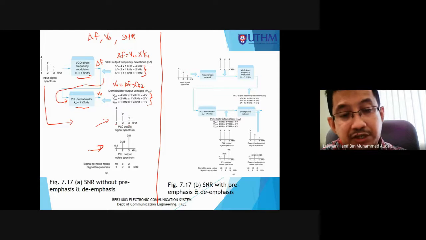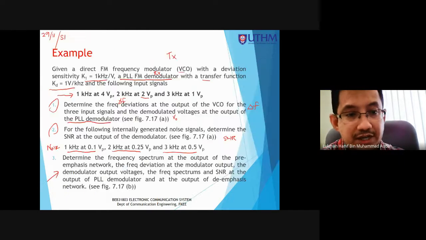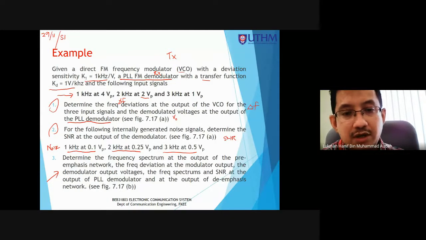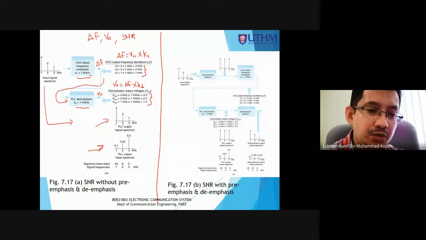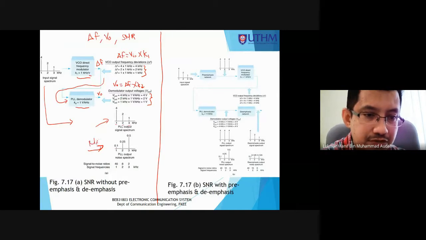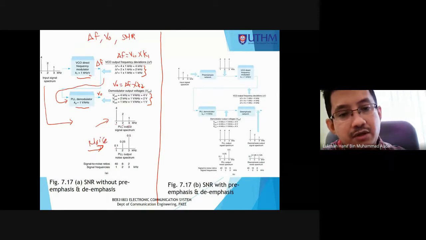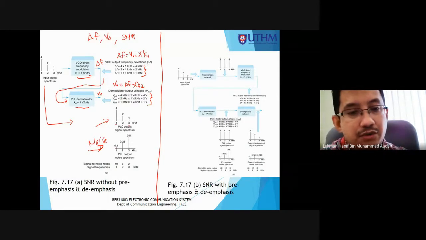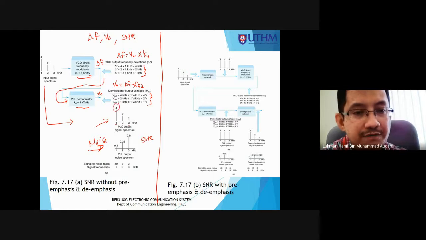Okay, dalam soalan telah diberikan nilai noise 0.1 volt at 1 kilohertz, 0.25 volt at 2 kilohertz, and 0.5 volt at 3 kilohertz. This is the noise. So you're given this noise and you need to calculate the SNR.